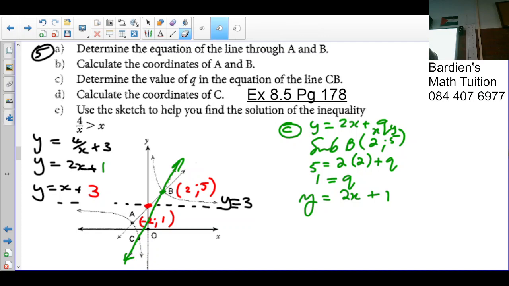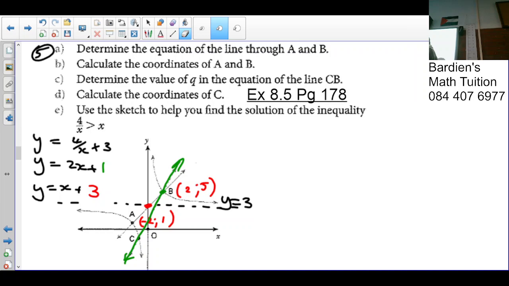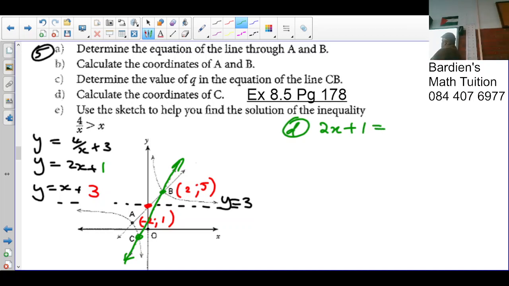Next question. Calculate the coordinates of C. What is C, people? The point of intersection of the two graphs. How do we calculate points of intersection? We set the two graphs equal to each other. The one equation is the straight line, which is 2x plus 1. The equation of the hyperbola is 4 over x plus 3, which becomes 2x. 1 minus 3 is minus 2, which equals 4 over x, so you can create an equation on either side of the equal sign.